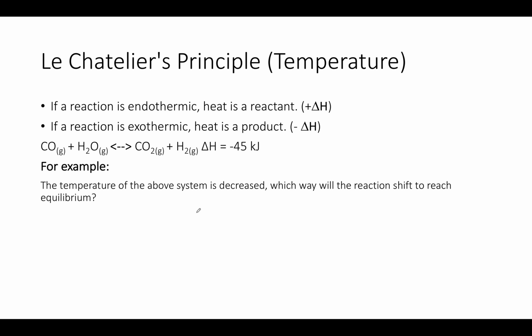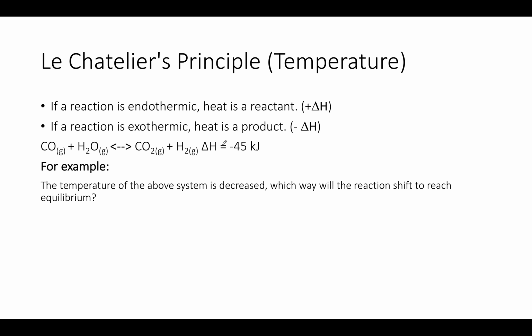Then we have temperature. Now, if you recall, reactions can be endothermic or exothermic. In an endothermic reaction, heat is a reactant. It's being absorbed. In an exothermic reaction, heat is a product. It's being released. So in this case, I have a reaction here: carbon monoxide and water forms carbon dioxide gas and hydrogen gas.